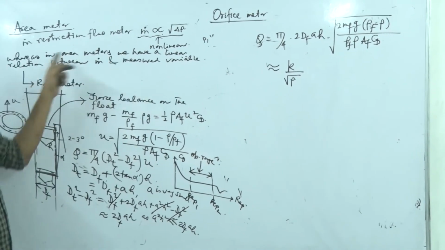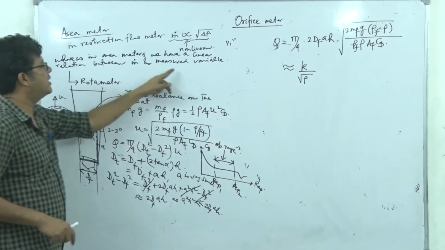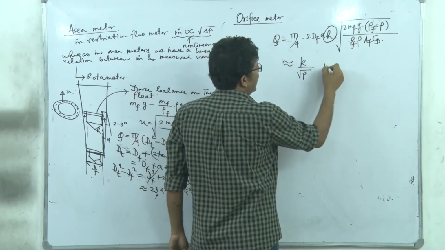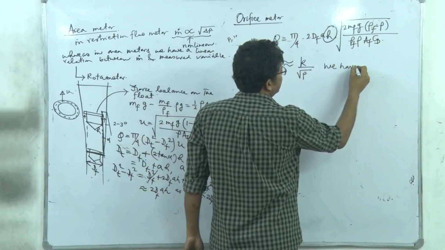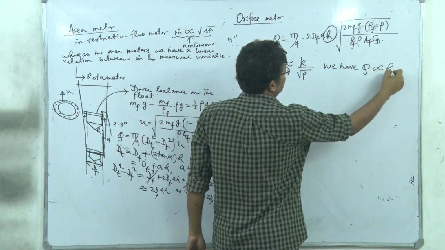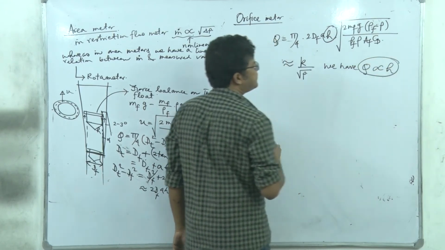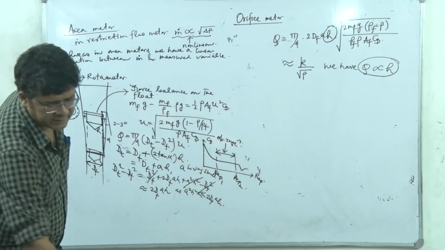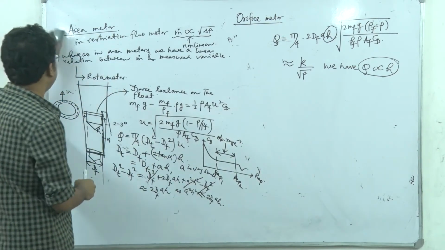And what I have mentioned is that the area meter has a linear relationship between m dot and the measured variable. Now what is the measured variable here? H. So we have Q proportional to H. So that's about the area meter. We can have other area meters like turbine meter, target meter, etc.